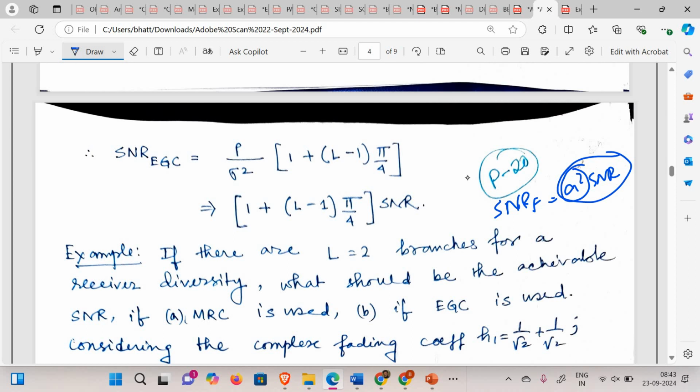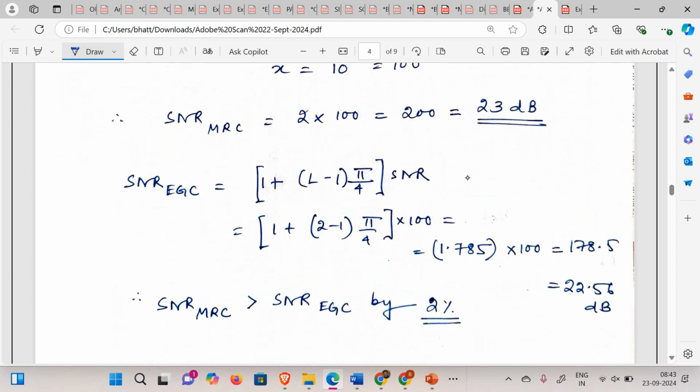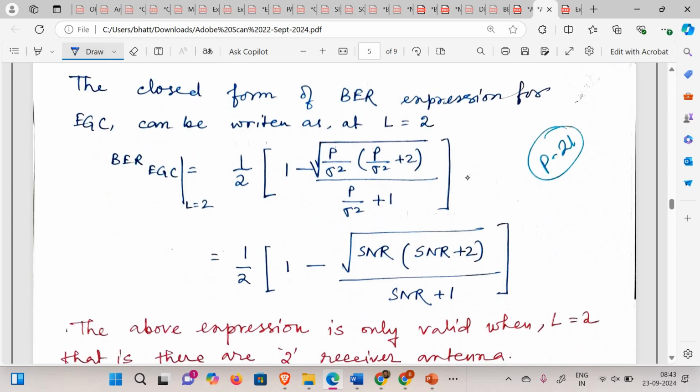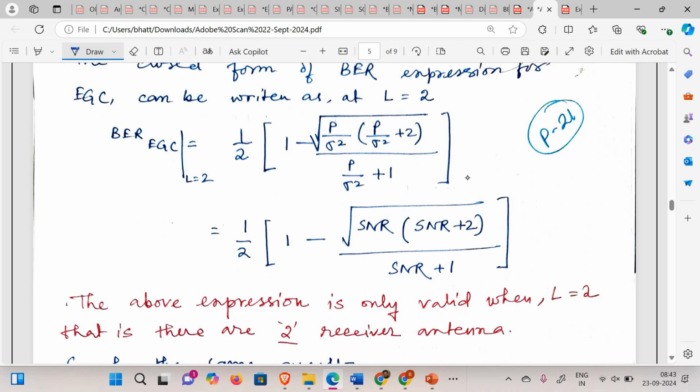We can find out the bit error rate as well. Maybe I'll just give you that as well; we'll come back to this question later. So the bit error rate of EGC will be, again, 1 minus half of 1 minus the square root of SNR by 2 plus SNR. The same thing I have done. But if you observe carefully, I'll tell you one very important thing over here. See this expression, please make a note of it: half of 1 minus SNR into SNR plus 2 by SNR plus 1.